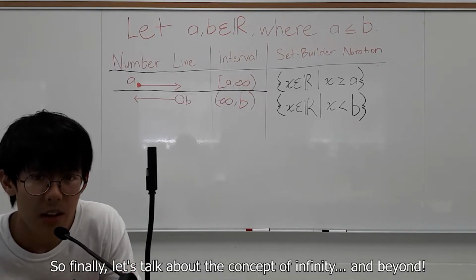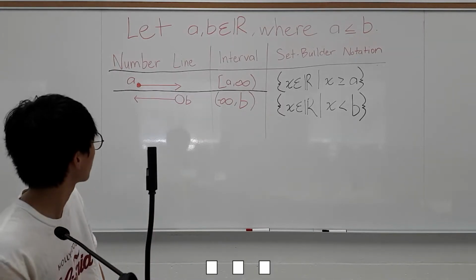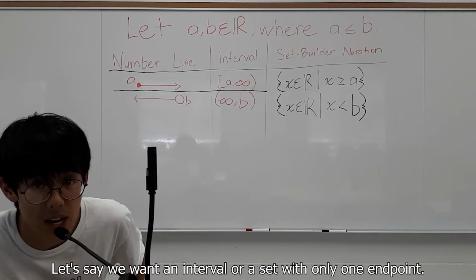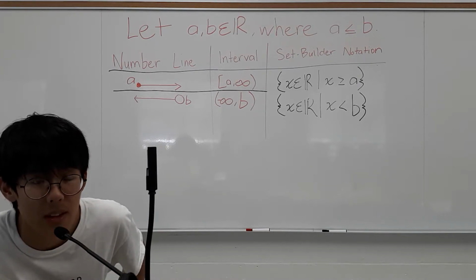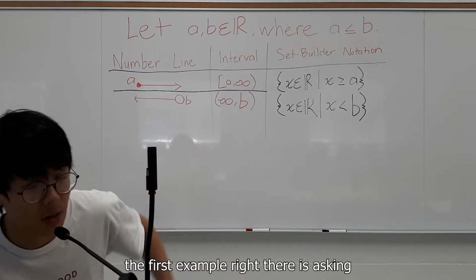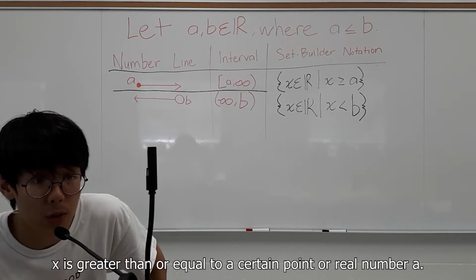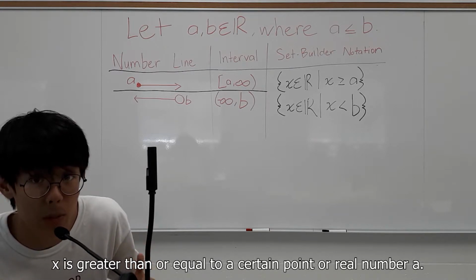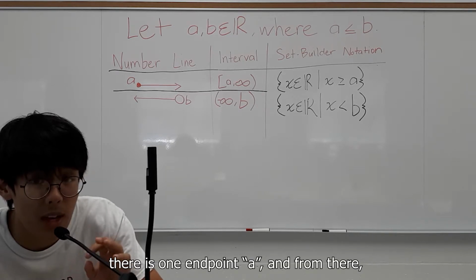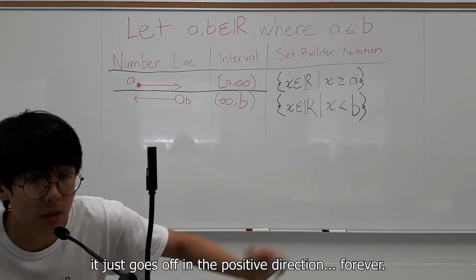So finally, let's talk about the concept of infinity and beyond. Let's say we want an interval or a set with only one endpoint, and then it goes on forever. So going back to set builder notation, the first example right there is asking for a set of all real numbers x such that x is greater than or equal to a certain point or real number a. Looking at the number line to your left, there is one endpoint a, and from there, it just goes off in the positive direction forever.